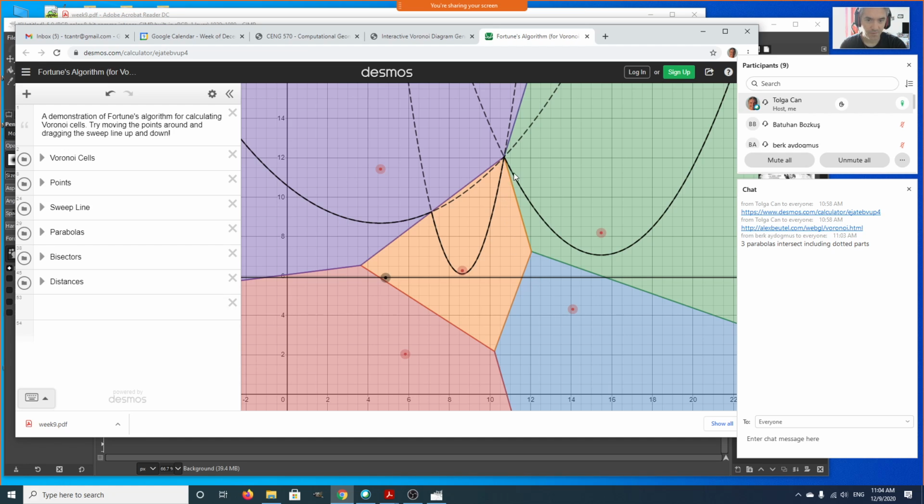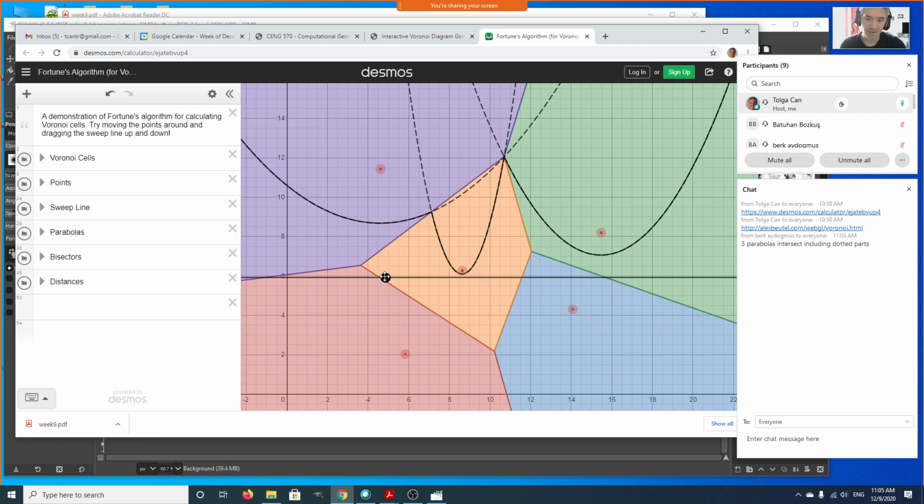Let's see. If you remember, what was a vertex of a Voronoi diagram? There was something related to circles, right? At this point, there's a circle that passed through these three sites, in which this is the center of the circle. So there's a circle that passed through these 3 points, okay?